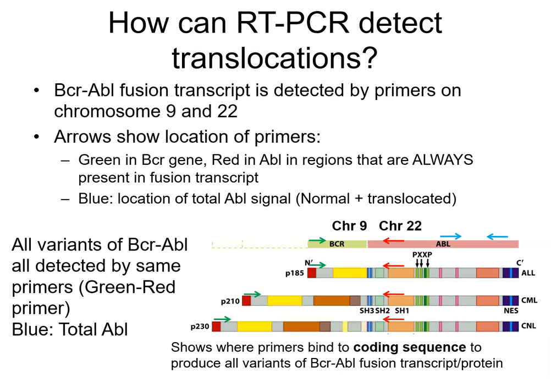So what we can do is look at the ratio of total ABL mRNA versus translocated BCR-ABL mRNA and use that ratio to calculate how much BCR-ABL transcript there is compared to background levels of ABL. Now, in normal people, there should be some of this. In normal people, there should be none of this. In cancer patients, we detect some of this and we can quantify that by quantitative polymerase chain reaction.